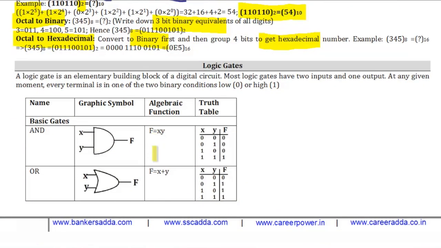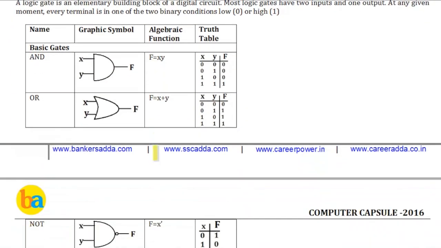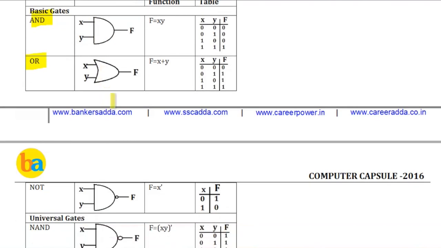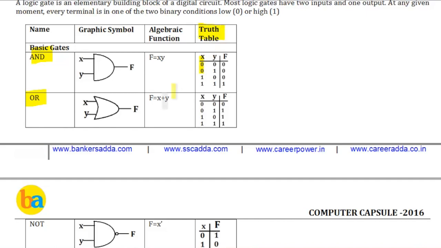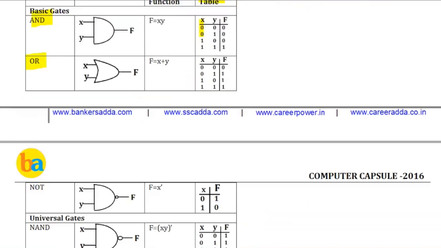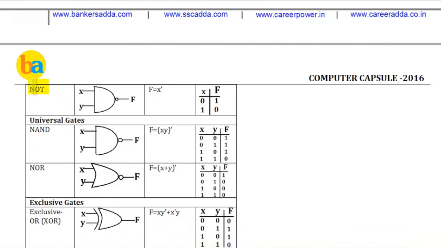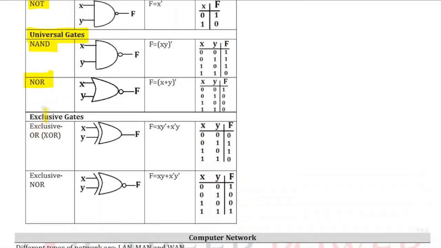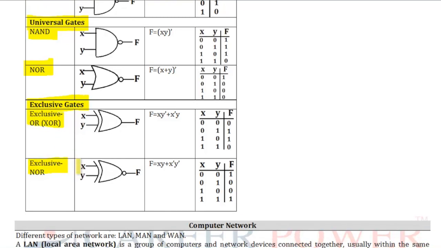You just need to know some basic information of logic gates, like AND logic gate is represented by this symbol, and OR logic gate is represented by this symbol. And you can also learn the truth table. Don't take chances. They might ask you any question in the examination. Then we have NOT logic gate, and all these were some basic logic gate. And in universal logic gates, there is NAND and NOR. Then we have exclusive gates. Exclusive gates are derived form of the basic ones. We have exclusive OR and exclusive NOR.